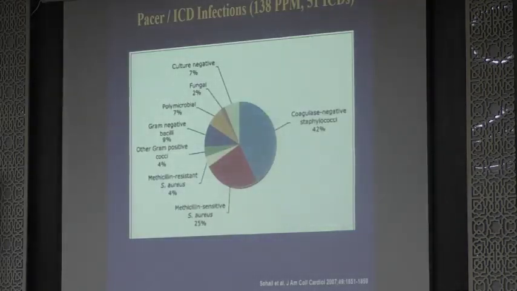More than 70% of the microbes that cause pacemaker infection are staph: coagulase-negative staph and penicillin-sensitive Staph aureus, and now emerging MRSA. Less commonly, we can see gram-negative bacilli or even fungi in immunocompromised patients.